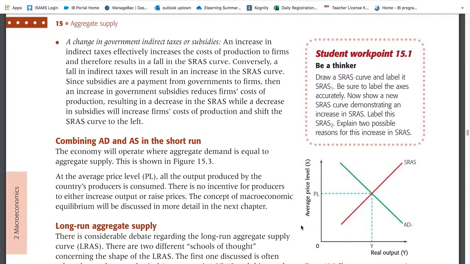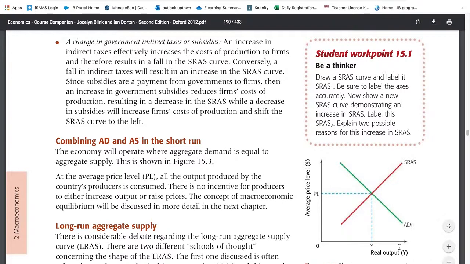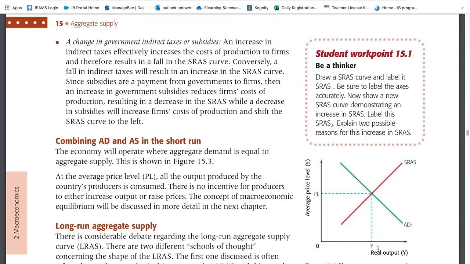Once again, be very wary of the difference in labeling. Although it's a similar shape of curve, make sure that you label it properly when you're doing a macroeconomics one. This wouldn't just be price and quantity. You've got average price level, PL, and real output, because once again, it's adjusted for inflation. So there's no incentive for producers to increase their output or raise their prices when we're at this nice equilibrium level. We're going to discuss equilibrium a little bit more later on, but that's all you need for now. Just make sure to label the axis accurately, showing the short run aggregate supply curve.